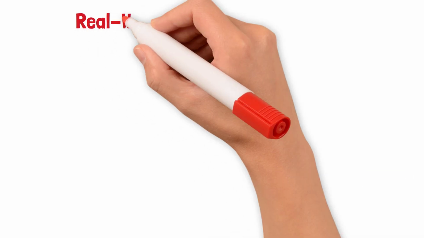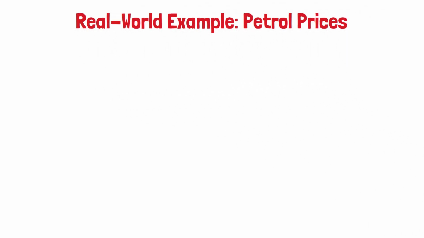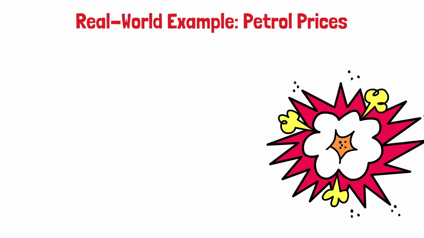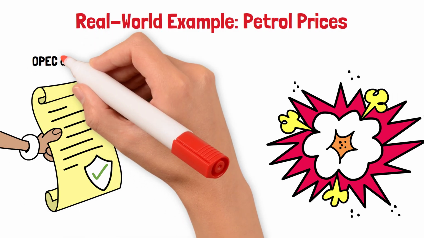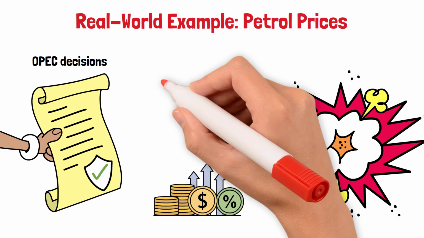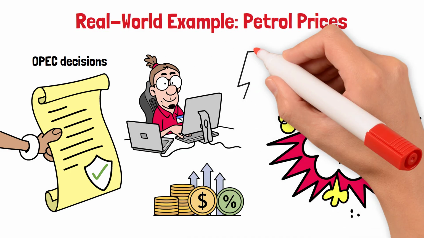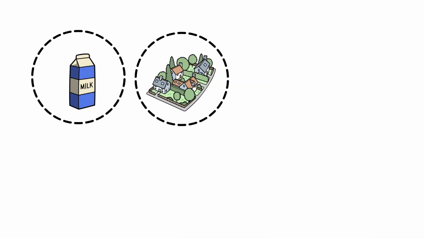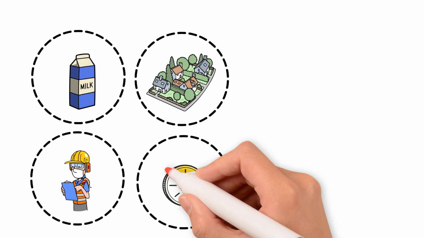Real-world example, petrol prices. If global oil supply drops due to war or policy changes, like OPEC decisions, but demand stays the same, prices rise. Or if everyone's working from home and demand falls, prices drop too. The beauty of this model? It applies to everything: milk, houses, labor, even crypto coins.